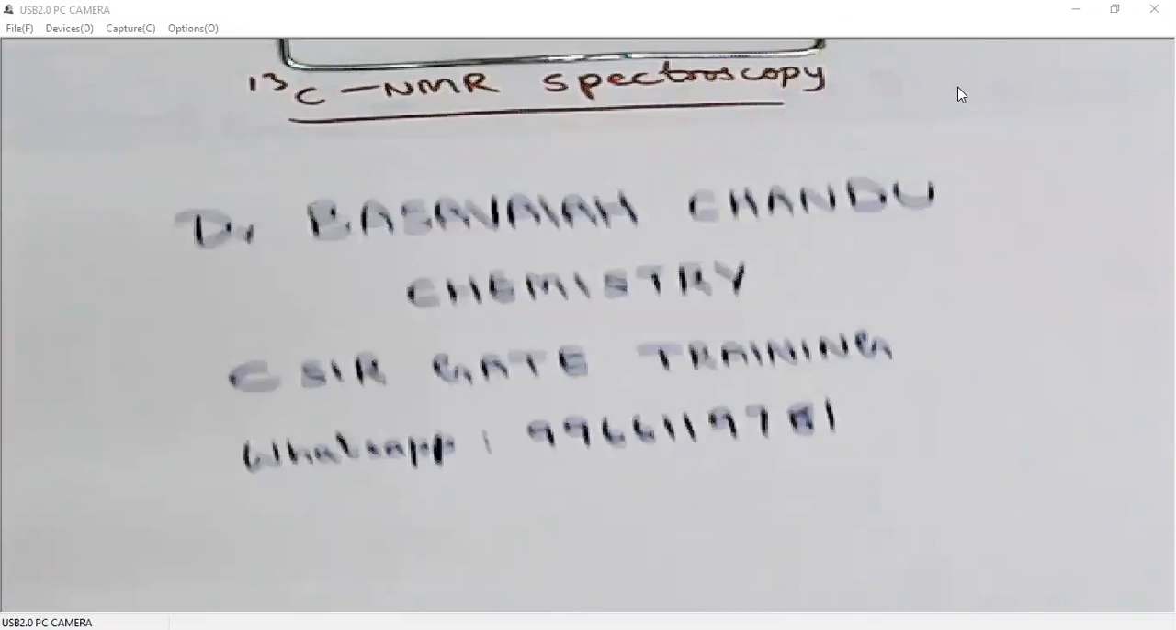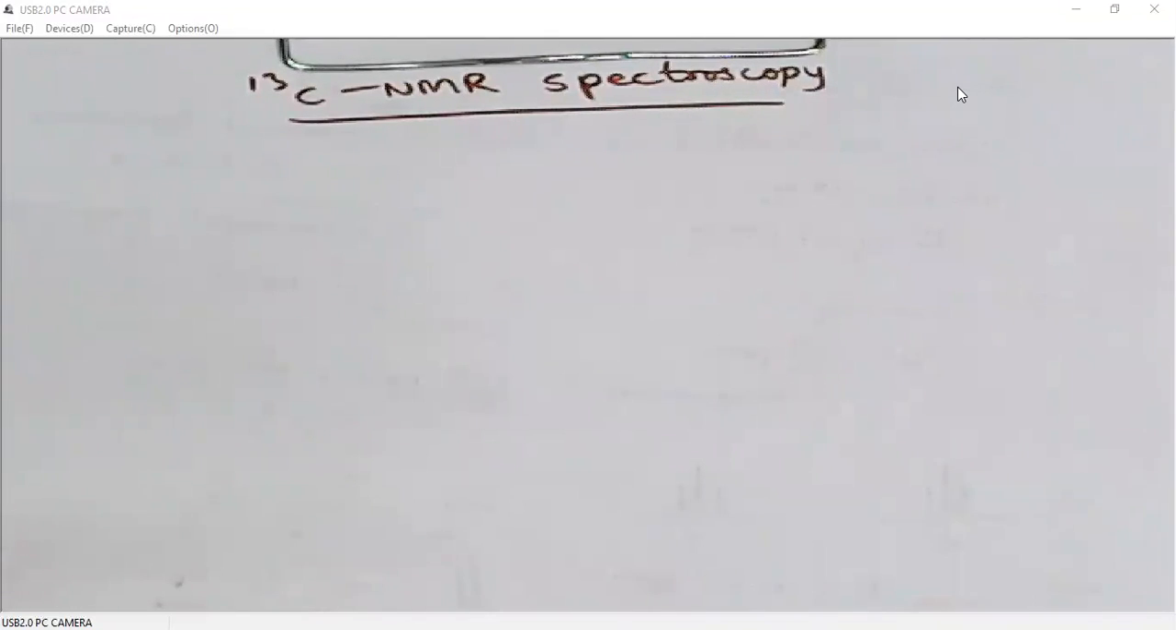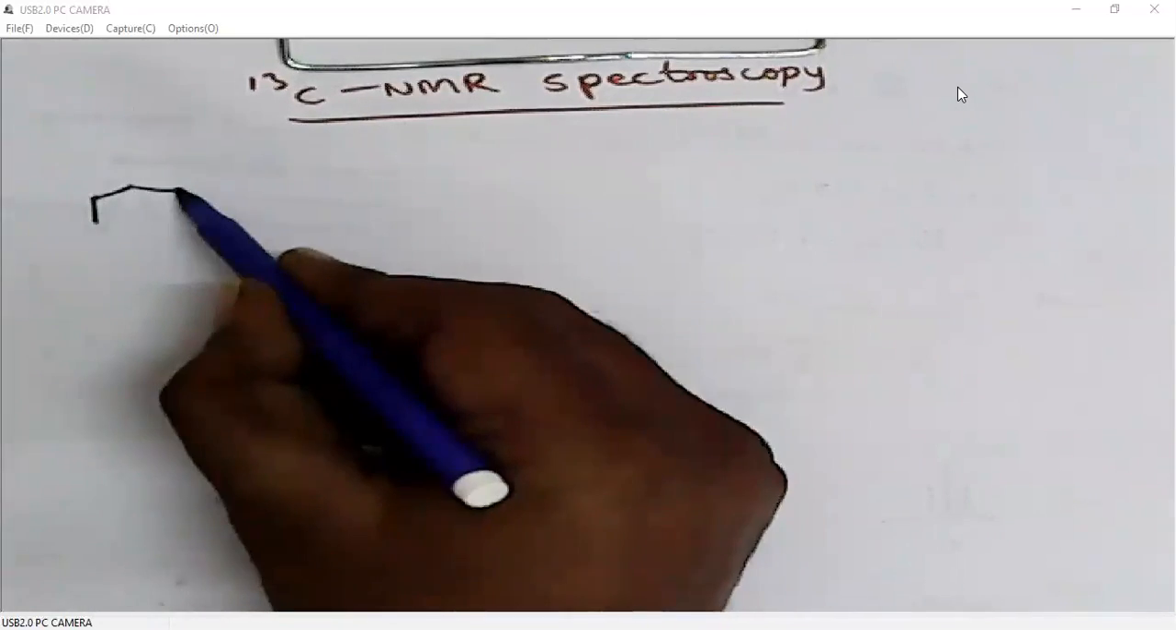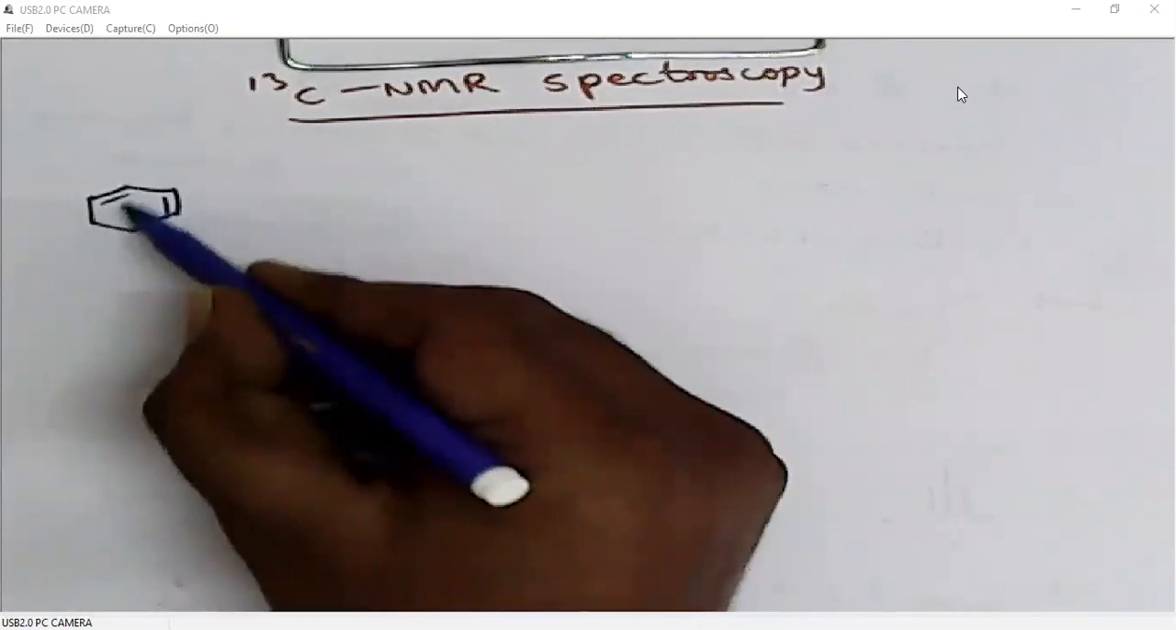We were discussing carbon 13 NMR spectroscopy. We have just seen how to calculate the chemical shift values for alkenes. Now we will see how to calculate the chemical shift values for aromatic compounds.